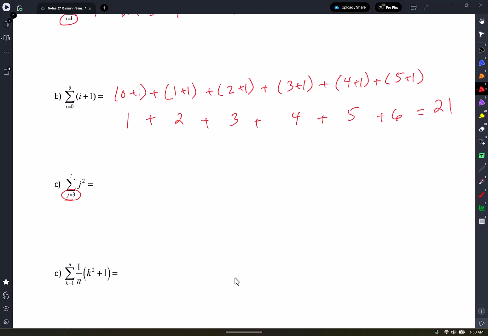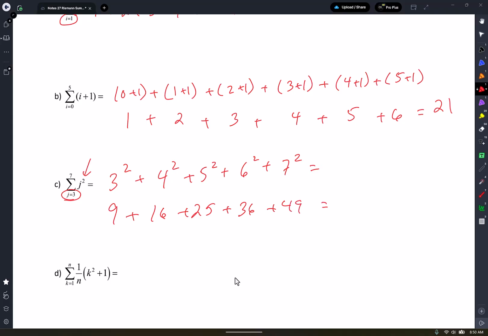I start at 3. 3 squared plus 4 squared. All I'm doing is whatever it tells me the expression to do. It says j squared. 3 squared plus 4 squared plus 5 squared plus 6 squared plus 7 squared. There it is. Let's see what this is. 9 plus 16 plus 25 plus 36 plus 49.